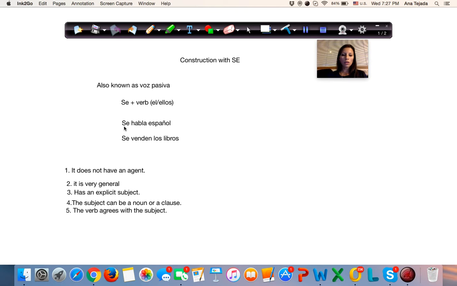First example, se habla español. Se habla español. Spanish, it's spoken. As you can see, it's a very general statement. It's not for anyone in particular. How do we accomplish that general part of it? We don't have an agent.